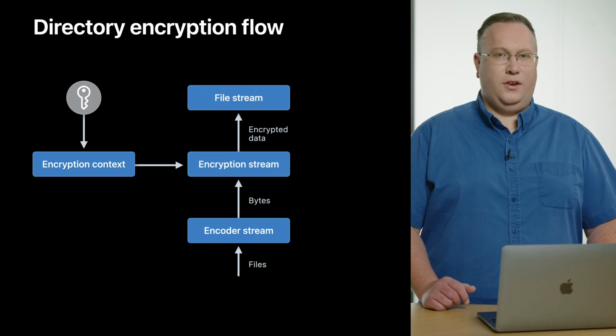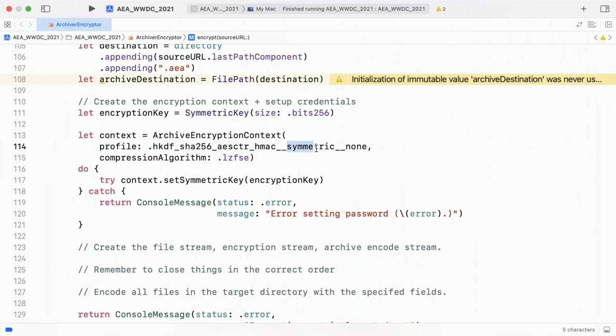Let's see how that looks in code. Here, we specify that we're using the symmetric profile, and the none tells us that we're going to use no digital signature. The initial portion of the enum just specifies the particular algorithm we want to use. Here, we're going to use LZFSE to compress our data. With the context created, we just need to specify our symmetric encryption key.